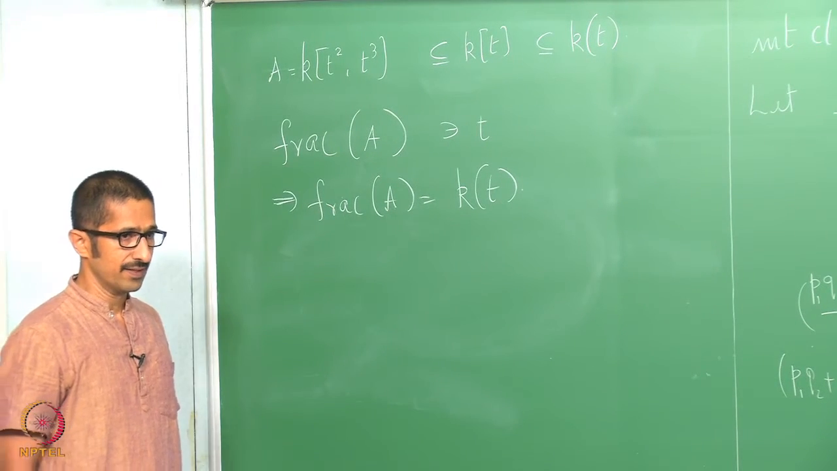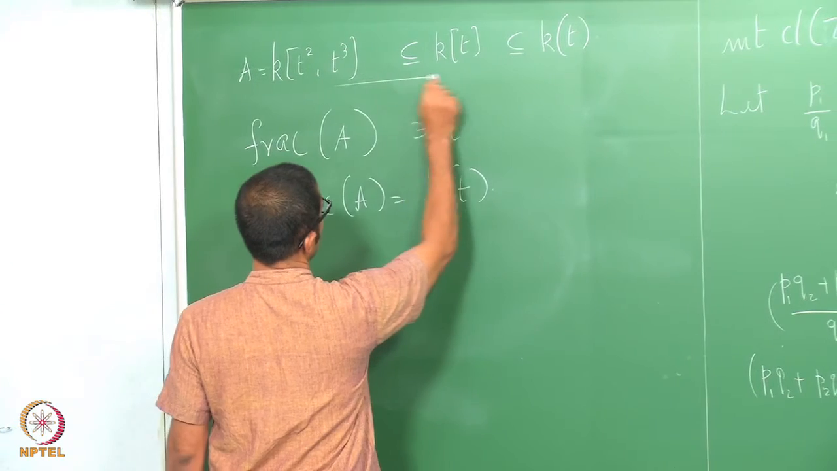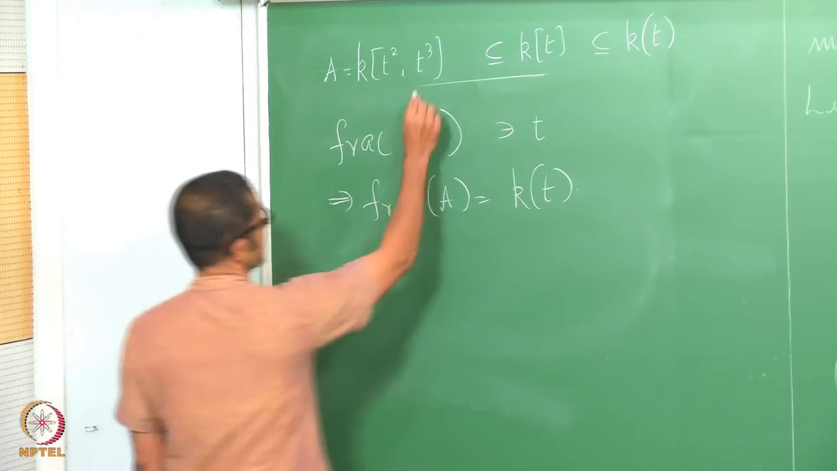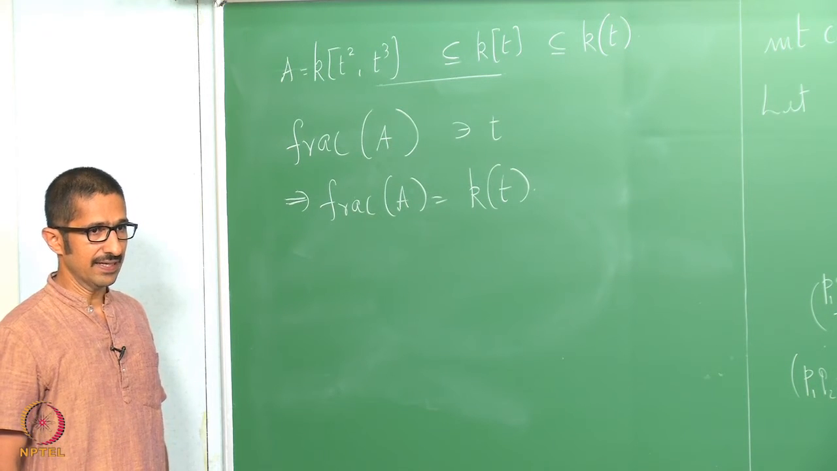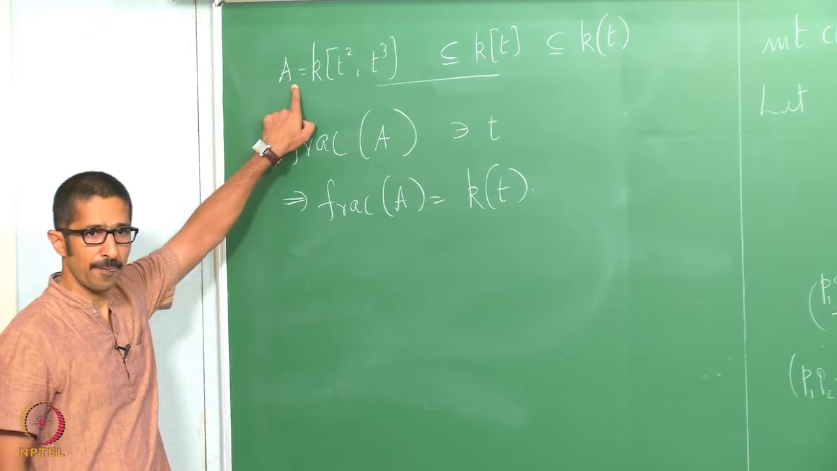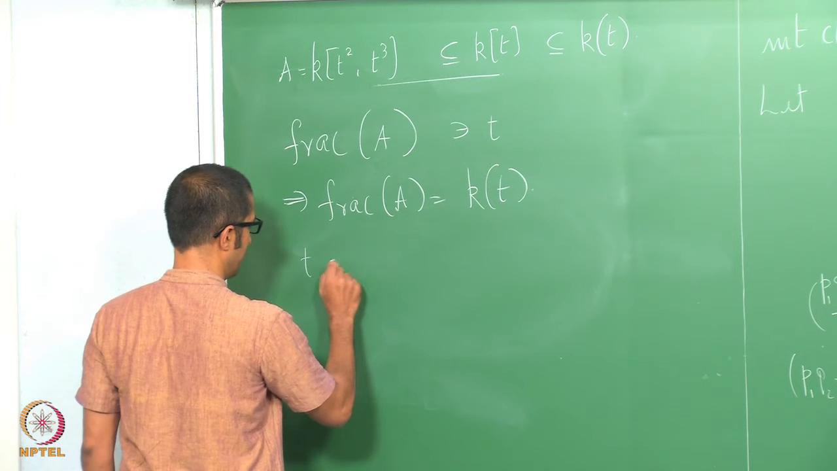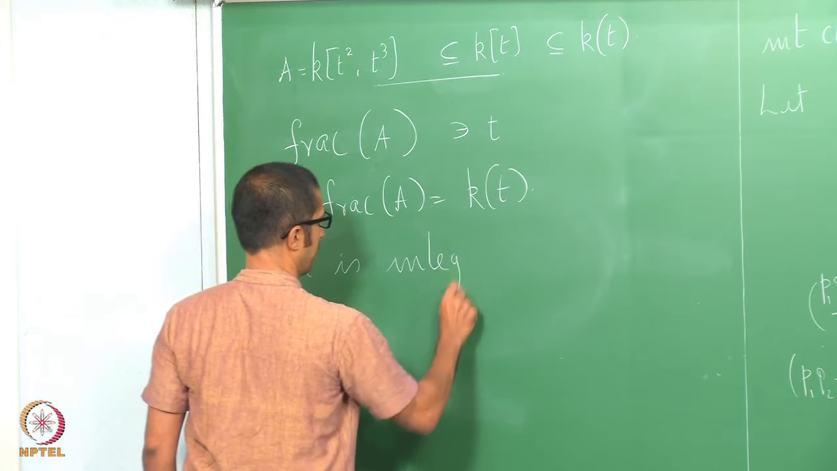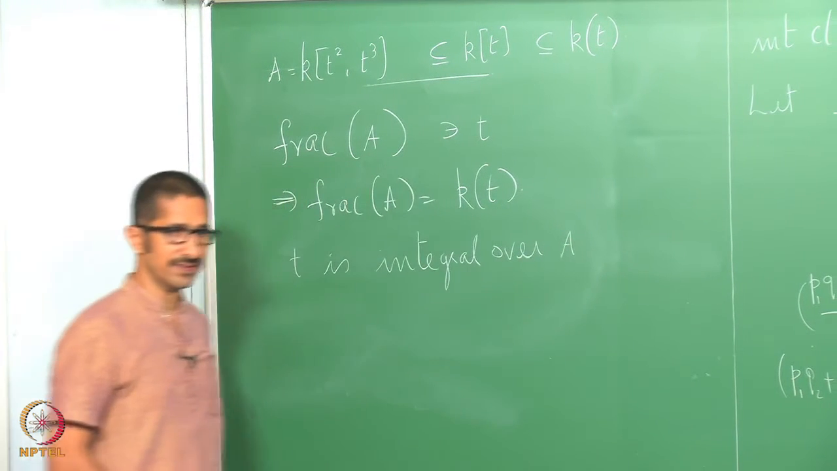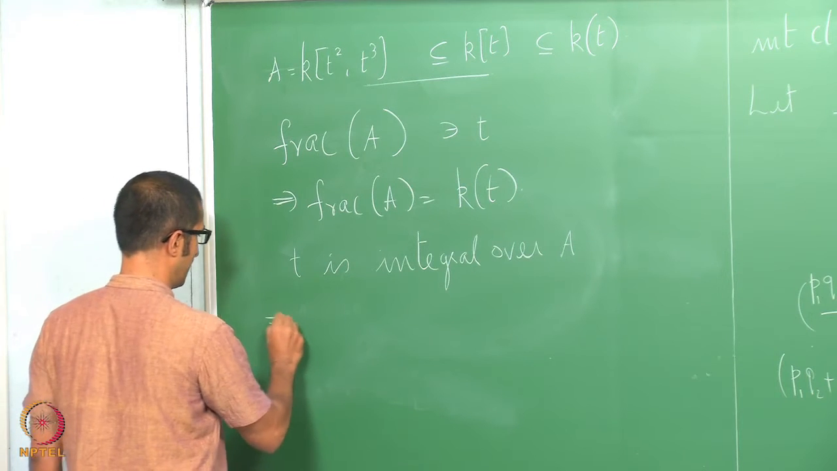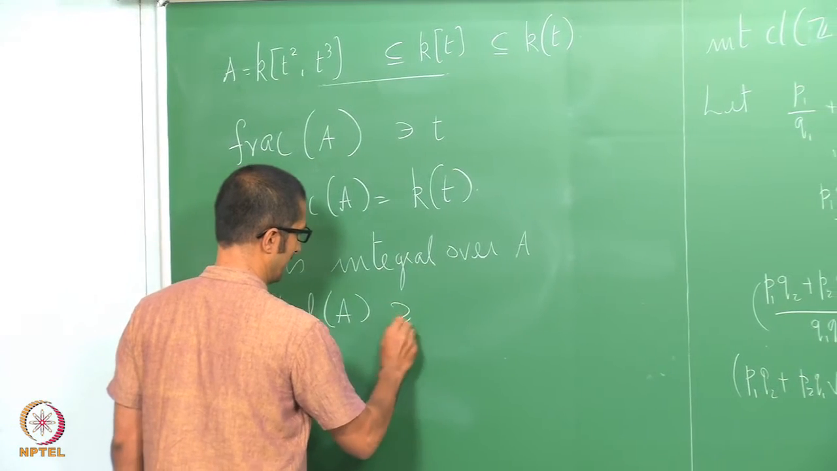Okay. Now, what about this extension? What can you say about this extension? Is that an integral extension? Is t integral over A? T is integral over A, right. That means the integral closure of A contains k[t].